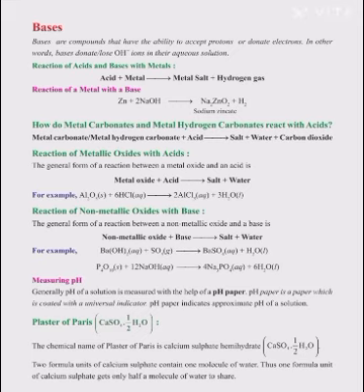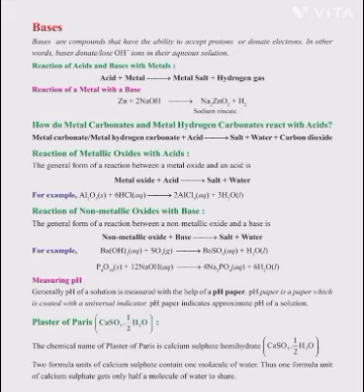Generally, pH of a solution is measured with the help of a pH paper. pH paper is a paper which is coated with universal indicator. pH paper indicates approximate pH. It also shows the concentration of H plus ions. The pH is mainly used to measure whether a solution is a base or an acid. For example, magnesium hydroxide, the milk of magnesia, is often used to reduce the acidity in our stomach.